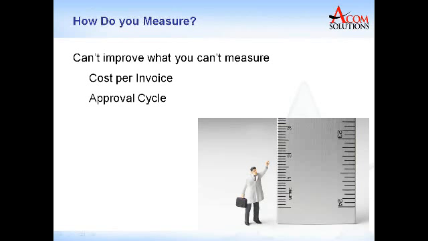The two most common parameters are the cost per invoice and the approval cycle. How long does it take from the time you receive an invoice till the time you put it through the payment process and approve it? Both of these have a significant impact on your business. The cost per invoice, you will see in some of the studies we're going to share, shows a huge discrepancy between people that are implementing technologies to automate that process versus people that are doing it the manual way.